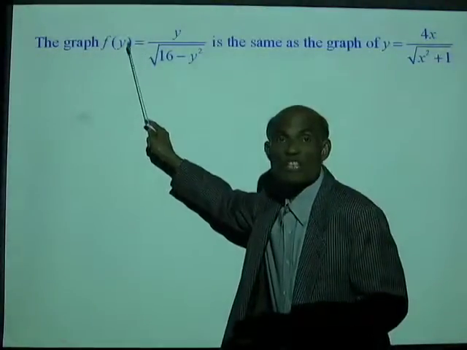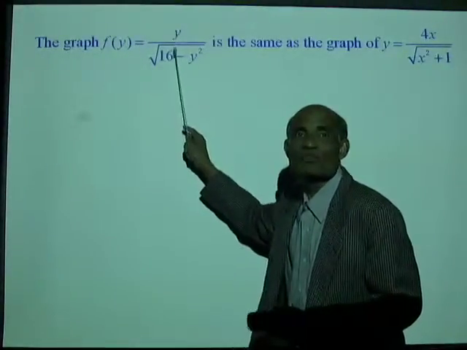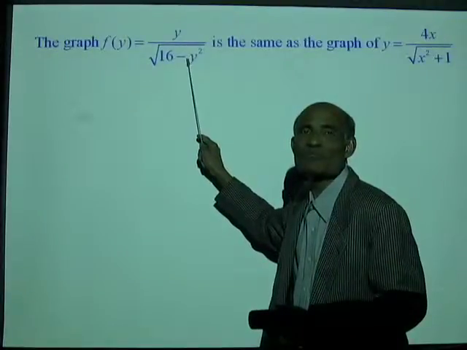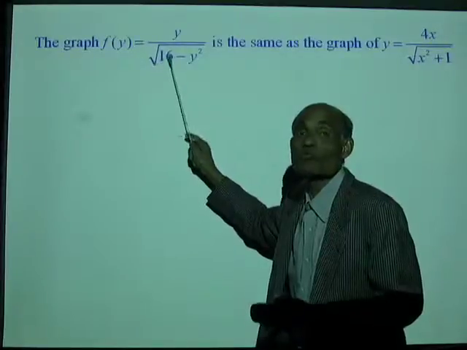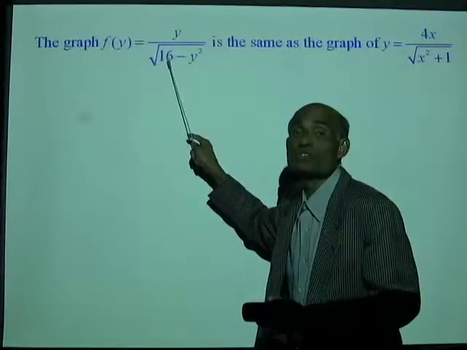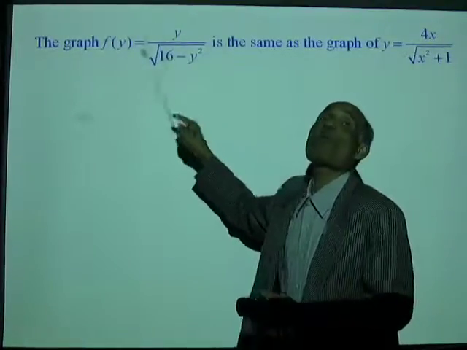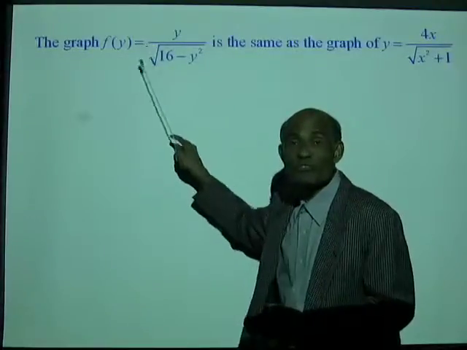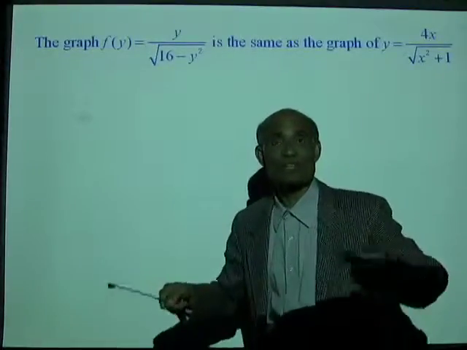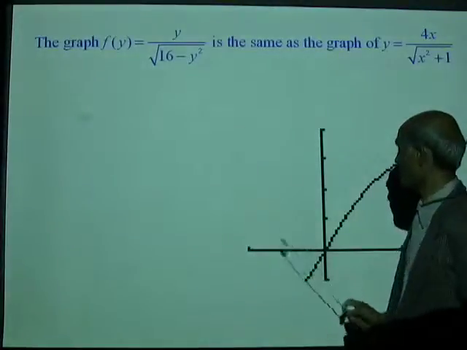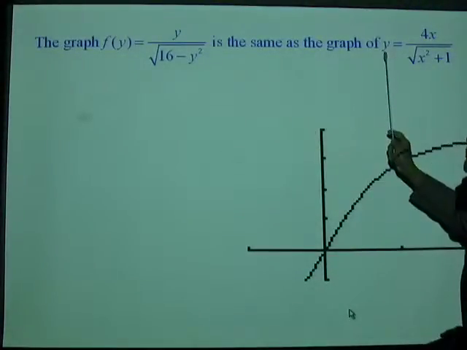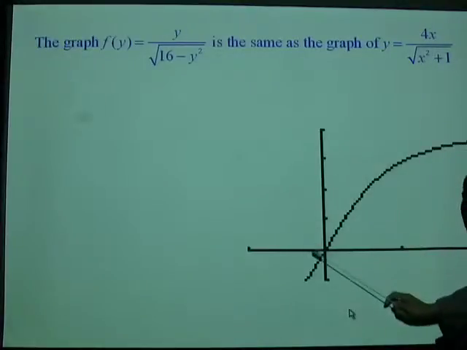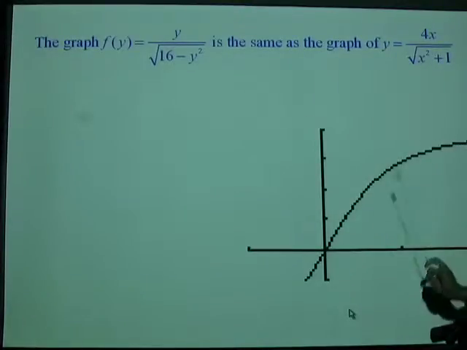Well, this function is x equal to y over square root 16 minus y squared. But the calculator does not draw that graph. So what we did is we solved that for y and expressed the function as a function of x. Alright, let's draw the graph now. This is the graph of y equal to 4x over square root of x plus 1.